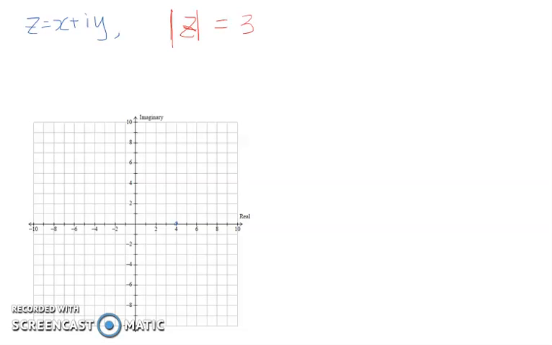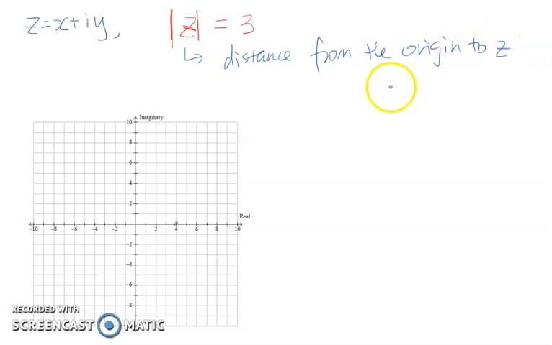Now we're going to have a look at another example here. We have a complex number z, which is x plus iy, and the modulus is equal to 3. Another way to interpret this is that the distance from the origin to z is 3. So we're going to say the origin is here, and the distance from the origin to that z is 3.